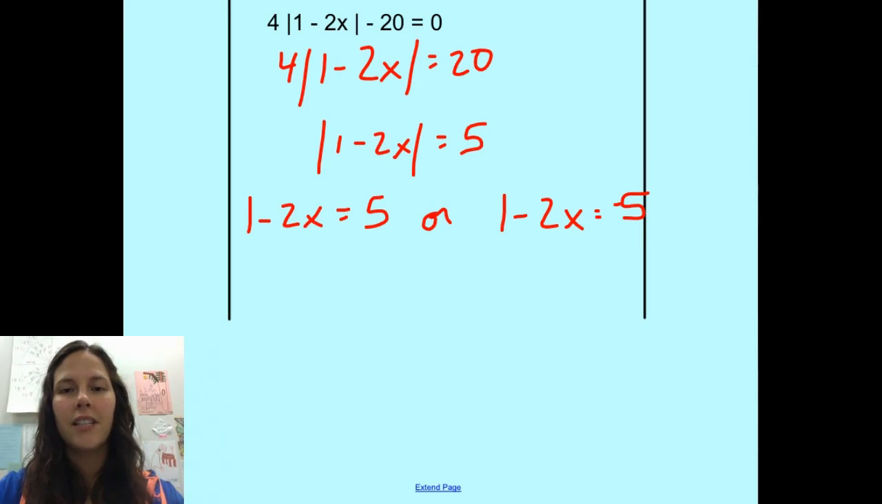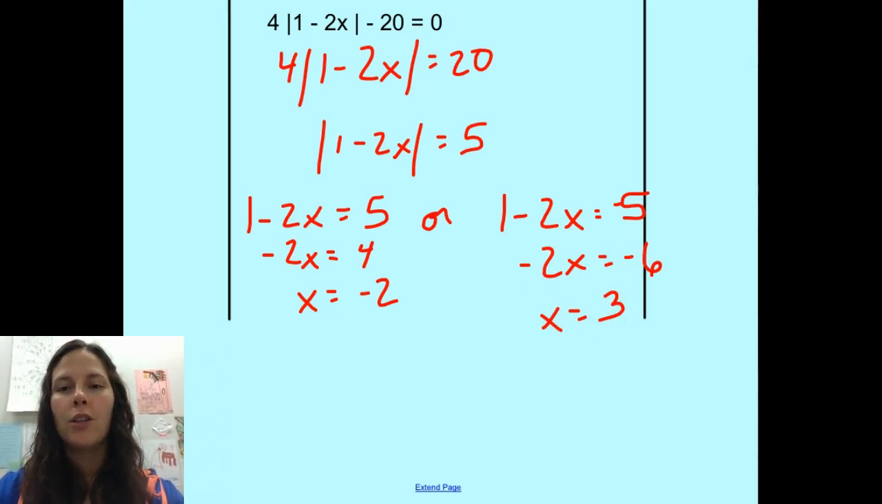Starting off with the left-hand equation, subtracting 1 from both sides and not losing my negative sign, dividing by -2. Same thing on the right equation, subtracting that 1 and dividing by -2. So we have two possible solutions for our absolute value equation.